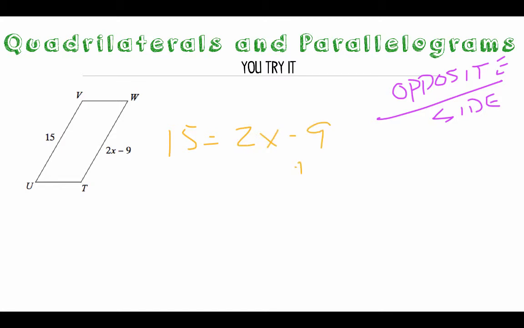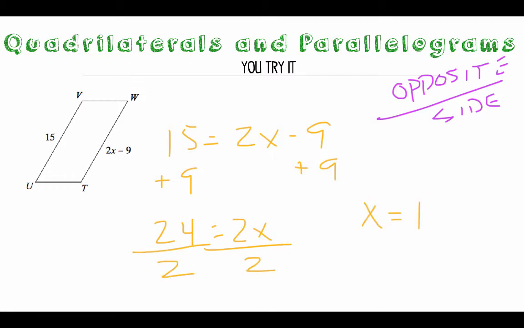So my next step is to isolate x. I want to add 9 to both sides. We have 24 equals 2x, right? Isolate x again, x equals 12. And we have now solved that equation because of our opposite side theorem.